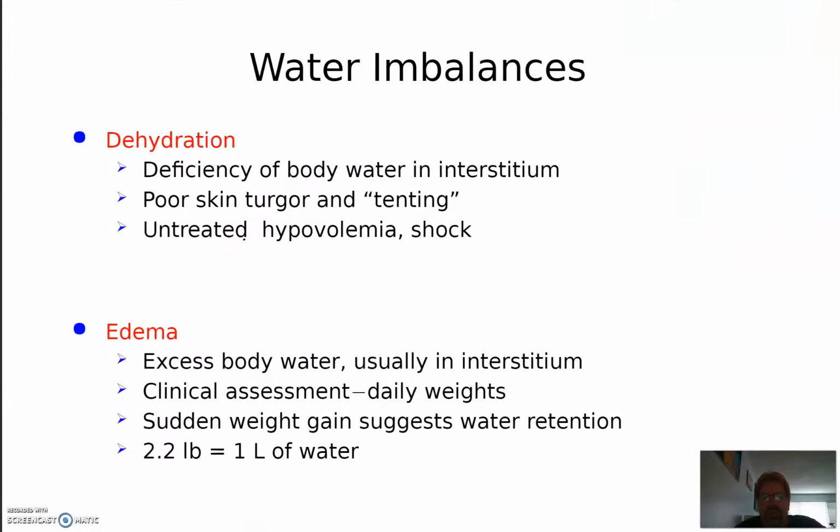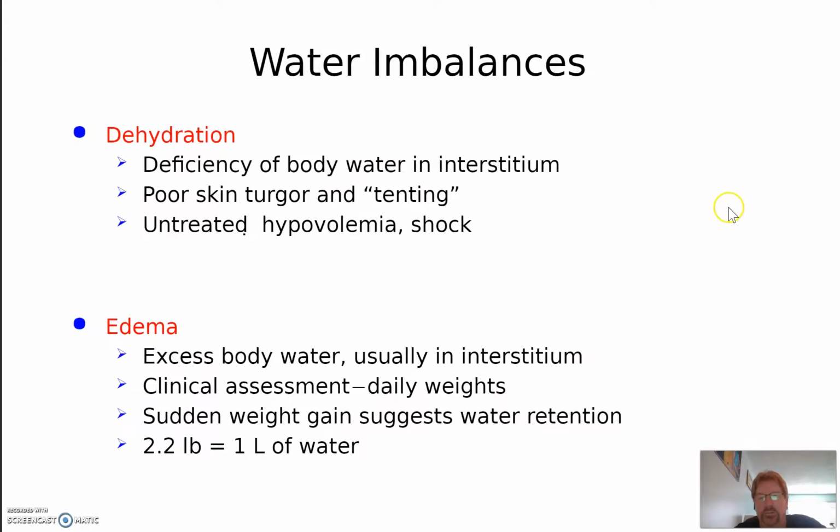Water imbalances: dehydration, a deficiency of body water in the interstitium, with poor skin turgor and tenting. You pull up on somebody's skin and it stays up for a while. Untreated, you can go into hypovolemia and shock. Edema is excess body water, usually in the interstitium. Clinical assessment: daily weight; sudden weight gain suggests water retention. Water is heavy: a liter of water is 2.2 pounds, and a gallon of water is 8 pounds and something.